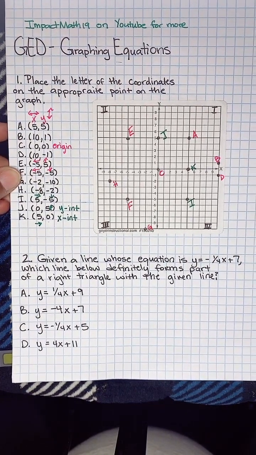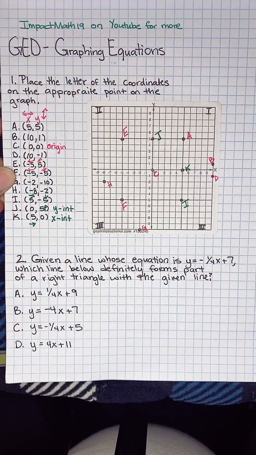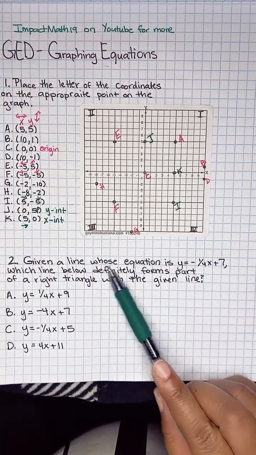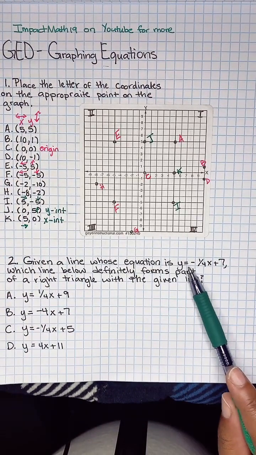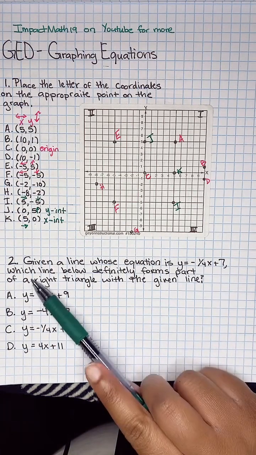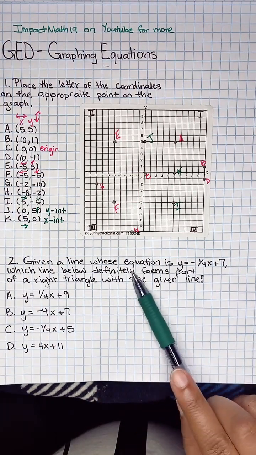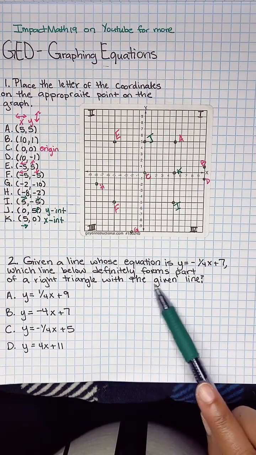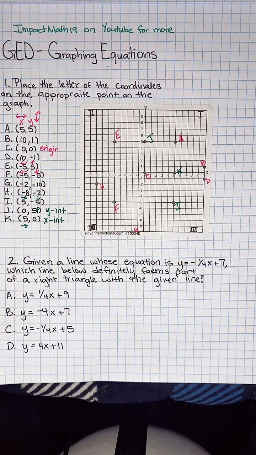I see number 2 is a little bit off the screen. So it says, given a line whose equation is y equals -1/4 x plus 7, which line below definitely forms part of a right triangle with the given line?